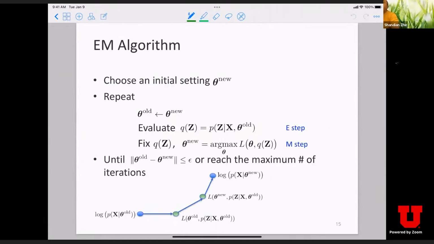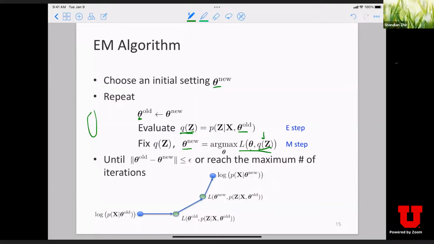So now let us look at the general framework of the EM algorithm. First, we choose an initial setting of theta, which we denote by theta new. And then we just repeat the following two steps. In each iteration, we take the current theta value, which we denote by theta old. Then we first compute, under the current theta value theta old, the posterior distribution of the latent random variable Z. Then we plug this Q of Z into the lower bound, the model evidence lower bound. We fix Q of Z, then only maximize the lower bound with respect to theta. Then we get a new value of theta, which we denote by theta new. And theta new is guaranteed to increase the log model evidence.